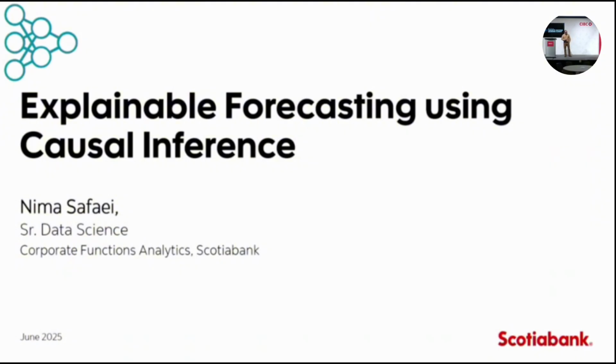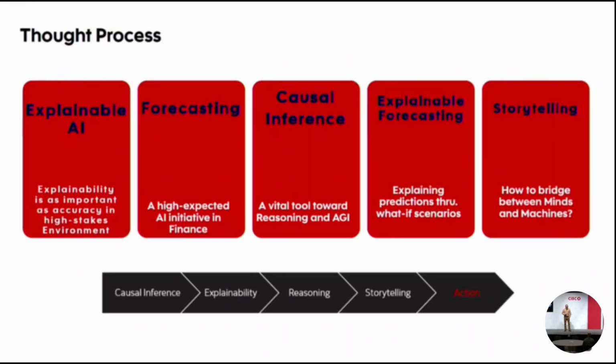I want to talk about explainable forecasting using causal inference. Let's review some materials we need for this discussion. I want to talk about explainable AI, more specifically in high stakes or high risk environments, based on my experiences. Explainability sometimes is as important as accuracy when we talk about AI models.